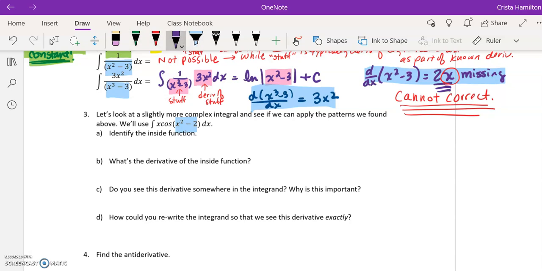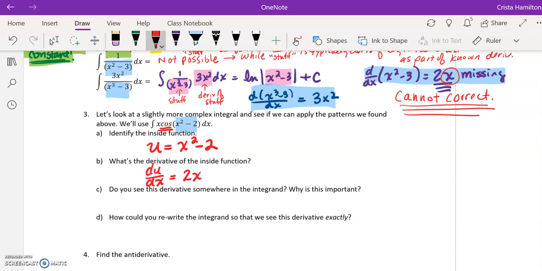So we recognize that we have a cosine function. Cosine is a known derivative, and that's kind of the key here. Cosine is a known derivative, and we have an inside function. So we're going to let u equal x squared minus 2. So we identify the inside function, and that's usually where our, quote, u substitution is going to come into play. Once we have the u, we're going to take the derivative of the inside function with respect to x. So the derivative of u with respect to x is going to give me 2x.